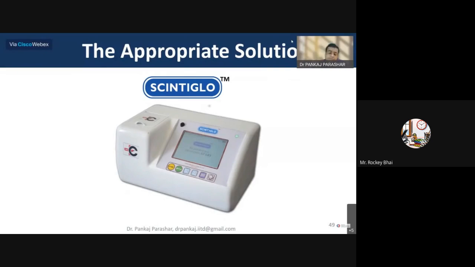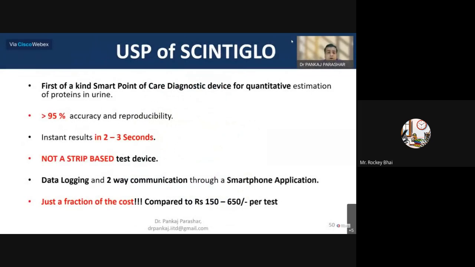fast. So we have a product that has a market fit, it has utility, it has a need, it has a unique selling proposition, it has a strong differentiator, and accuracy is what we strongly boast about. It's great for point of care diagnostics.